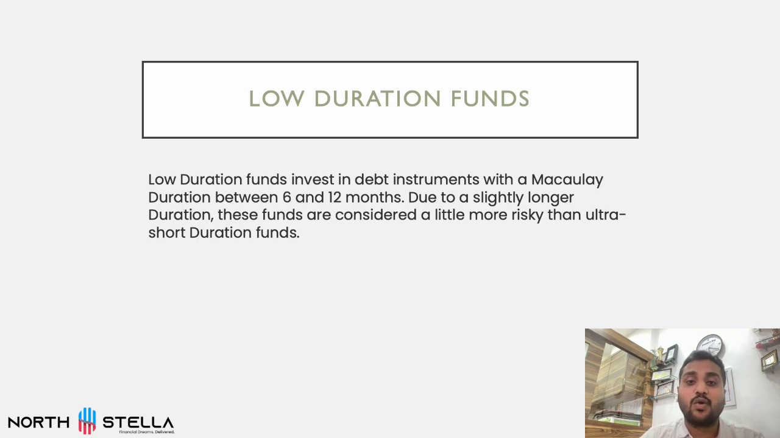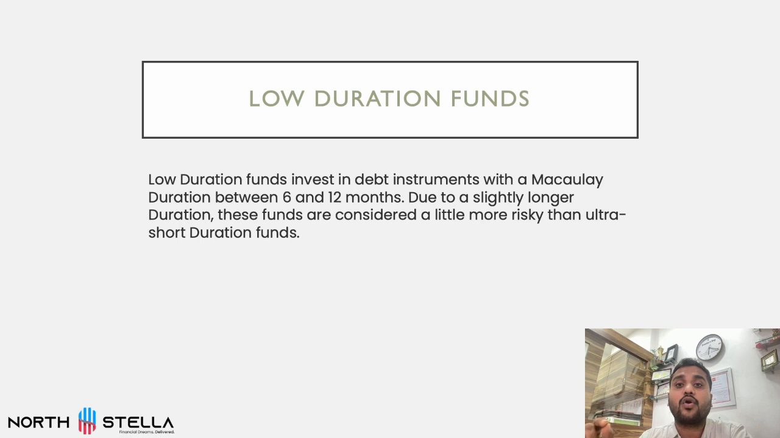Right now there are low duration funds. Here the Macaulay duration is between 6 and 12 months. The debt fund will invest in debt securities with a Macaulay duration of 6 to 12 months. Now if you want to park your money for the next 9 to 12 months, this is the fund you can opt for. Here the duration is a little higher, but with the duration it becomes riskier, right?